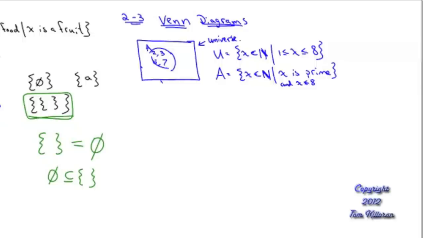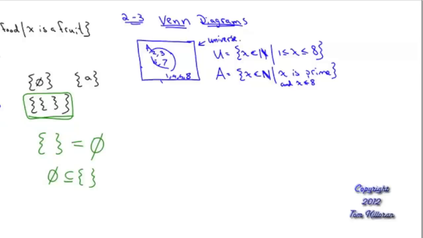But then we have this universe overlaying it, and it's all the numbers from 1 to 8. The other numbers can't go in the circle because they're not part of A. They have to go outside the circle, but still in the box, in the universe. So 1, 4, 6, and 8 go outside of the set, but still in the universe.